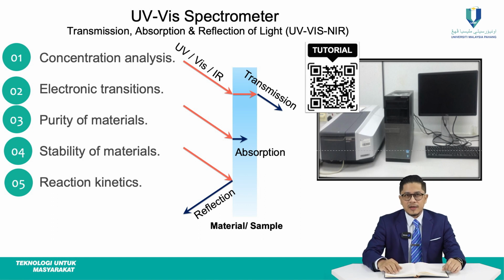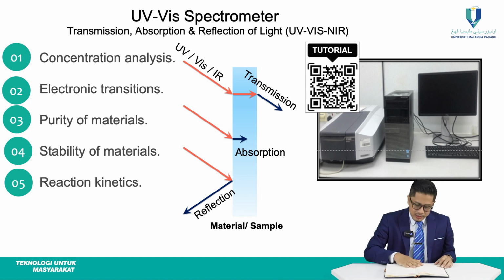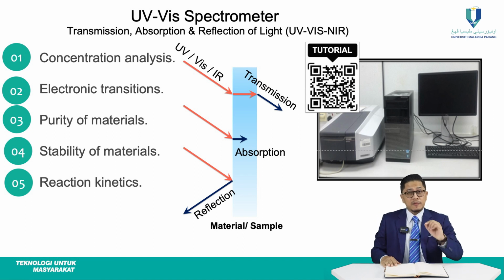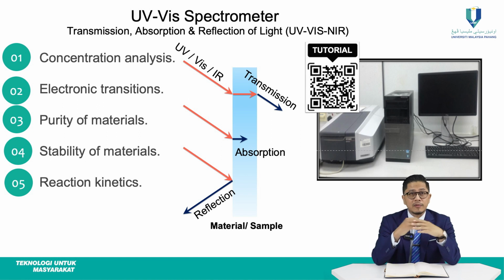The UV-Vis NIR spectrometer can also be used to study the purity and stability of a material as well as its reaction kinetics. It is widely used in fields such as chemistry, biochemistry, and pharmaceuticals, where accurate measurements of light absorption are crucial. In addition, the data obtained from a UV-Vis NIR spectrophotometer can be used to identify unknown substances and to monitor the progress of chemical reactions in real time.